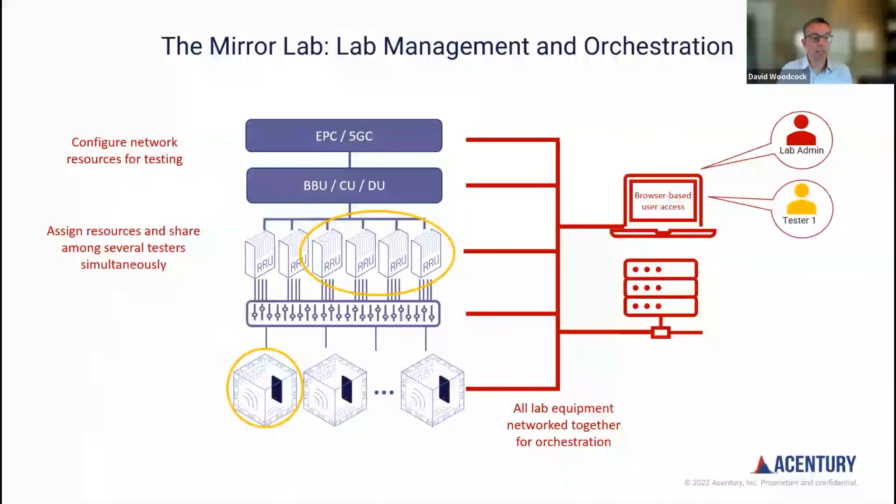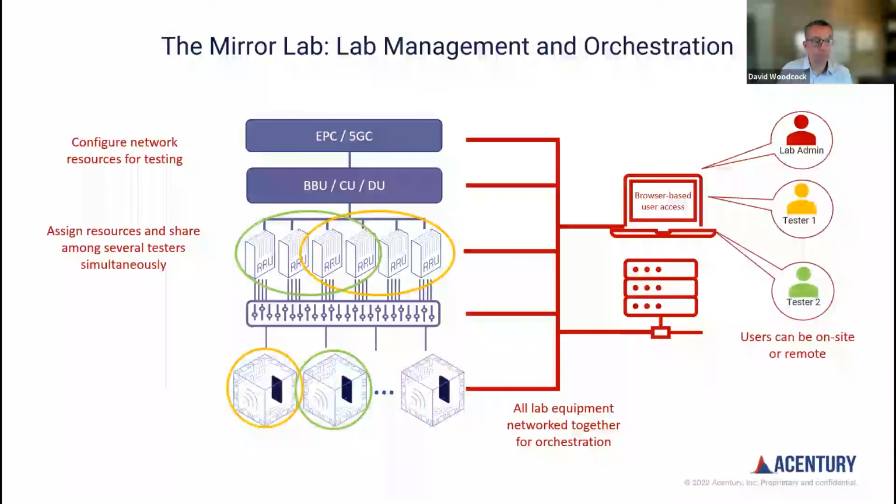Tester 1 here, shown in yellow, is assigned some RF resources, the 4 RRUs in the yellow circle and 1 RF shield box with a UE for testing. Tester 2, shown in green, is assigned a different RF shield box and 4 RRUs of their own, including 2 that are also being used by Tester 1. We can continue to add testers in parallel up to the number of available RF shield boxes.